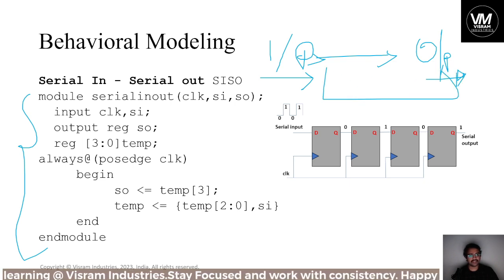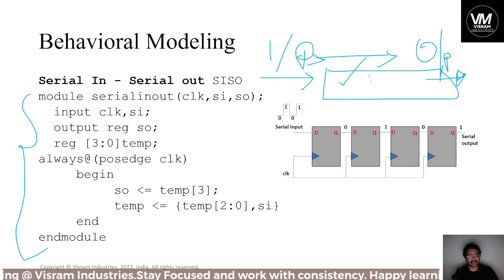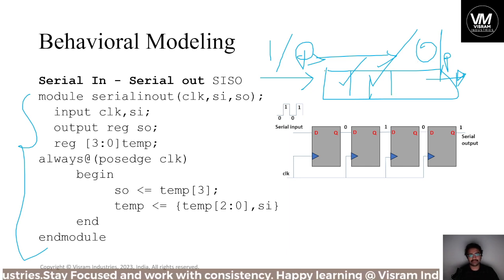A register is nothing but some kind of memory, or an element or device which can store bytes of data or bits of data. Simple, make it short. So serial in and serial out is the first type of shift register.